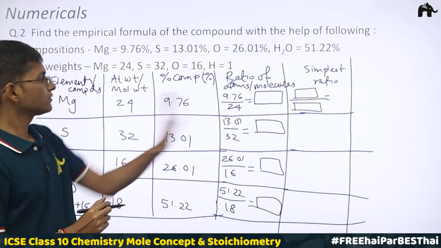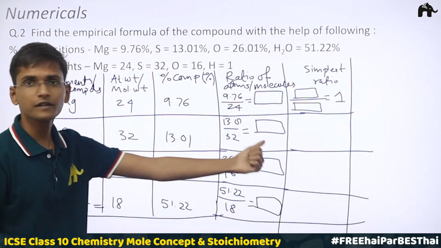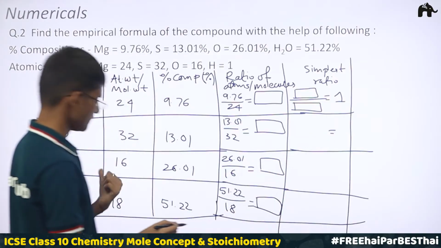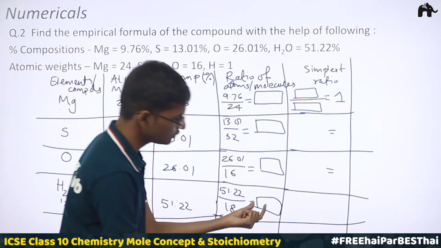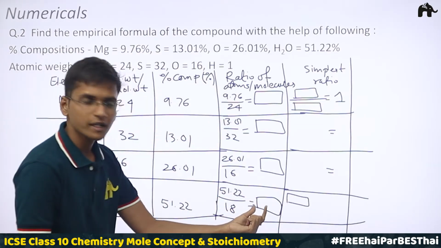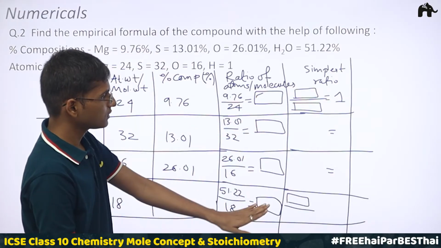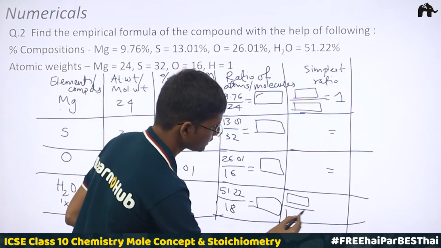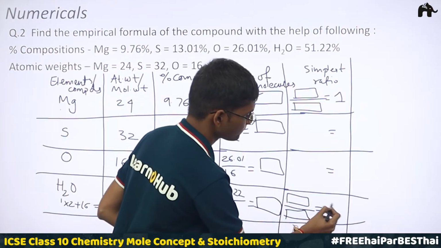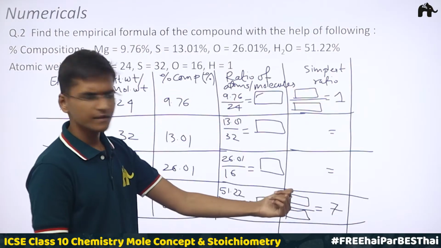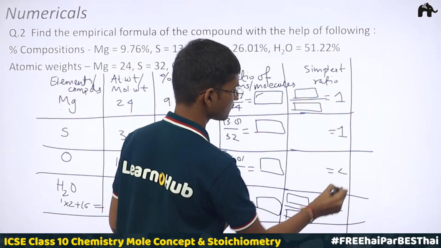Now you divide it on your own. I would tell you directly, the simplest ratio for magnesium is 1. Same way you have to do for sulfur, same way for oxygen, and exactly the same way for water as well. Take whatever answer you are getting in the numerator, and divide it by the smallest number out of these 4 numbers, taken in the denominator, and you would get the answer. And what answer you would get, I would tell you. You solve it on your own. In case of water, it's 7. In case of magnesium, it's 1, sulfur is 1, oxygen it's 4.